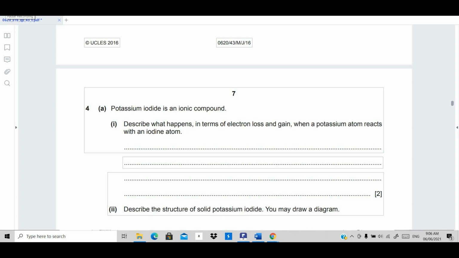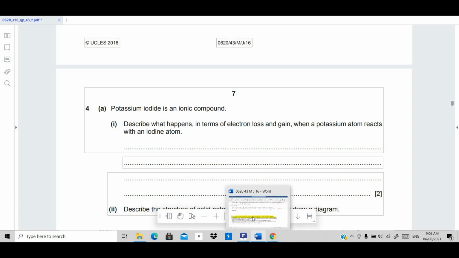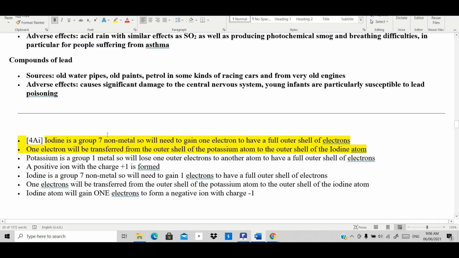Okay, so fourth question, part A, 1. Describe what happens in terms of electron loss and gain when a potassium atom reacts with an iodine atom. So actually there is a bigger description for this. So I'll show you that before I mention the answer. So the answer is highlighted in yellow if you want to write. But firstly, I'll explain to you what will happen.